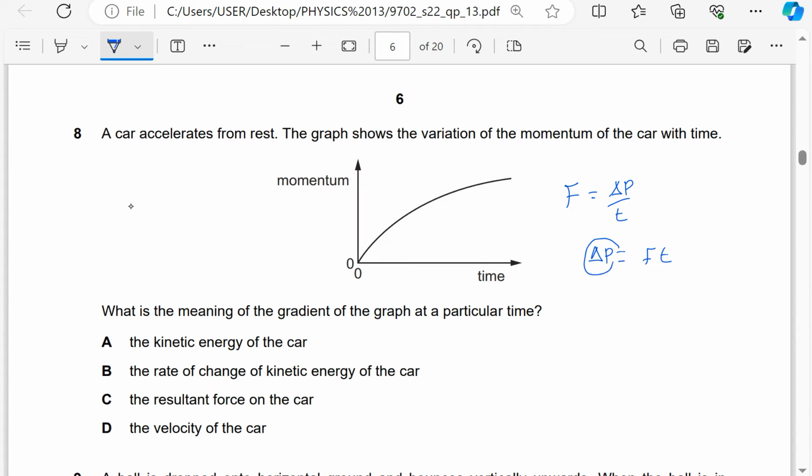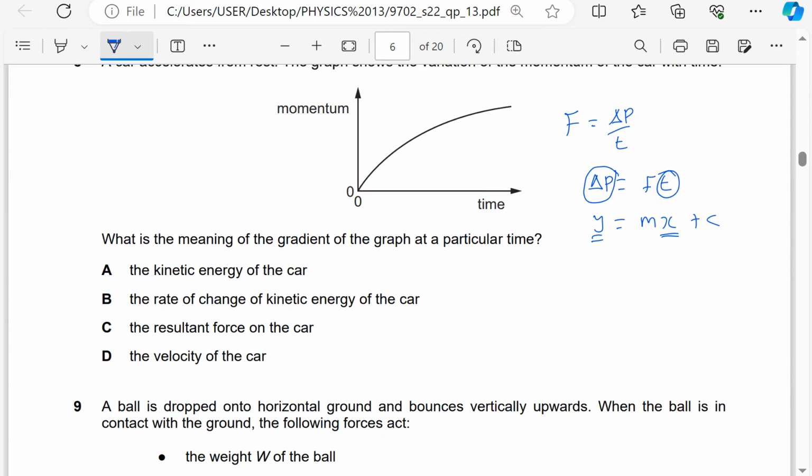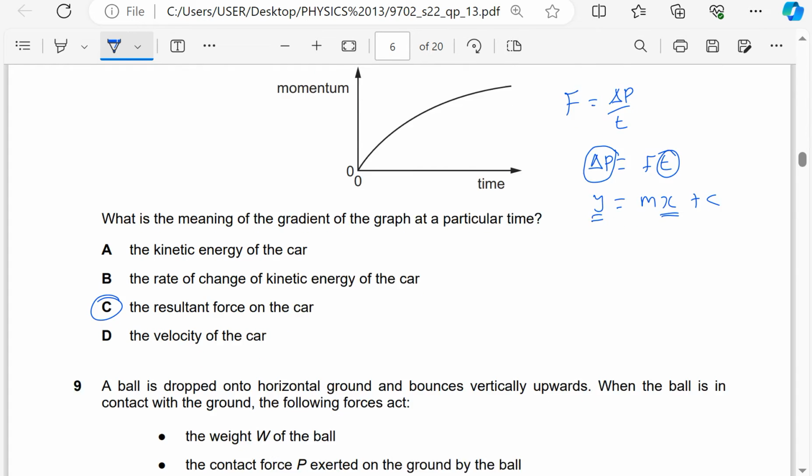So it means momentum is equal to force times time. If I have a graph of momentum with time, and I compare with y equals mx plus c, on the y-axis I have momentum, on the x-axis I have t, so the gradient is the force, or the resultant force. So the answer is going to be C.